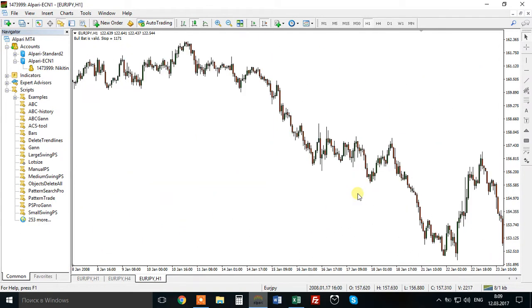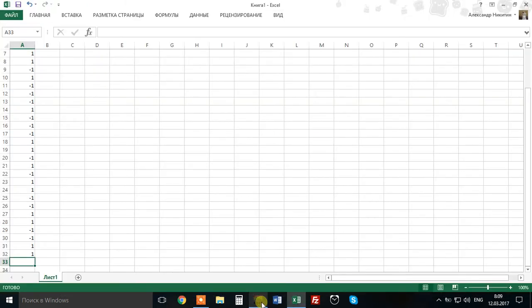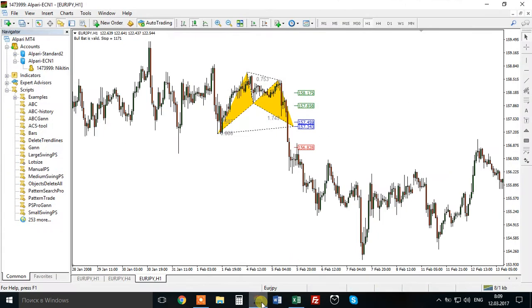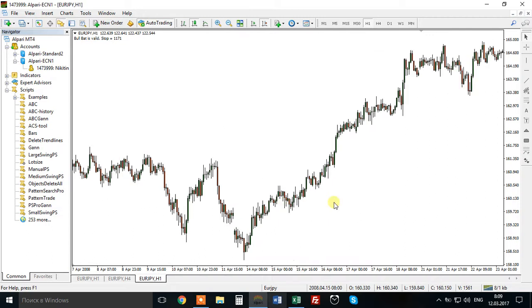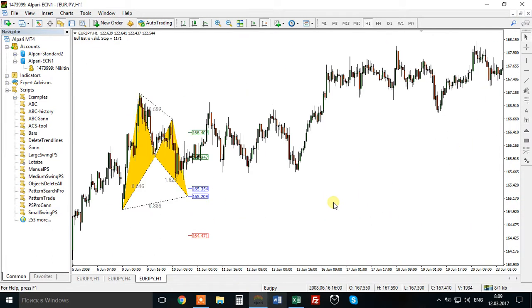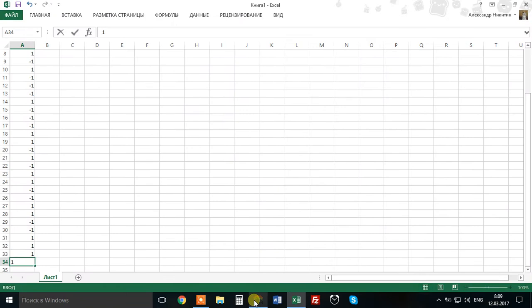Invalidated pattern. Okay, this was obviously a loser. Two green candles without any reactions, neither on 90, neither on the entry level. Invalidated pattern. Okay, invalidated. Hit the reaction, very obviously a winner, touching the first target.